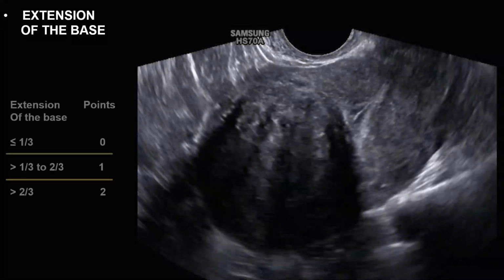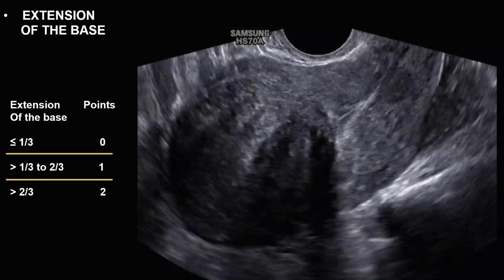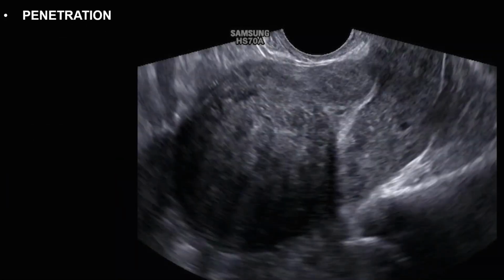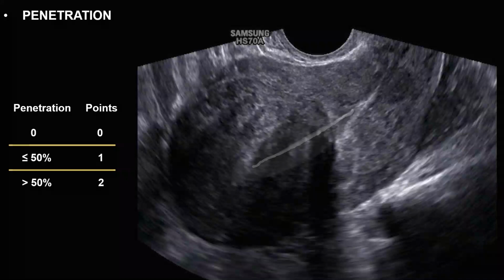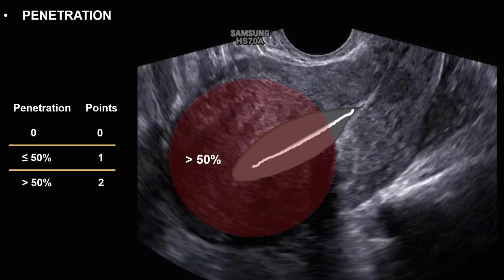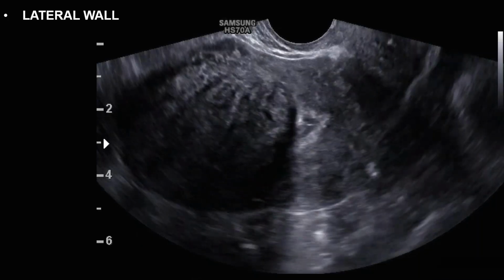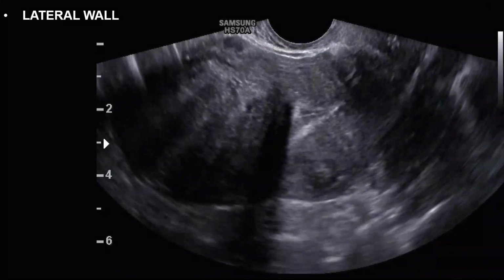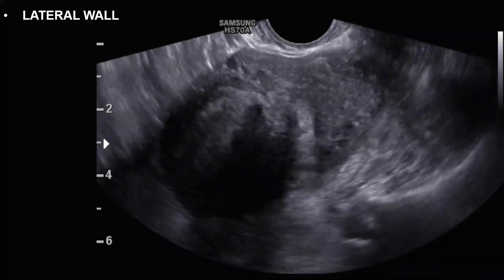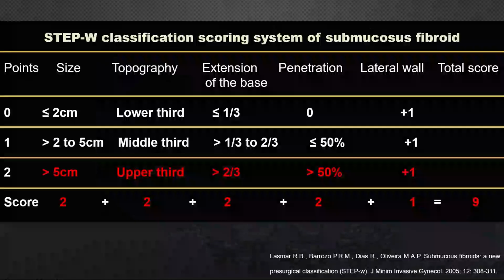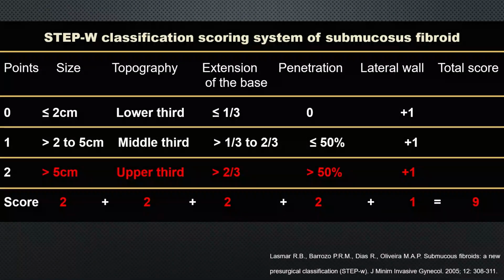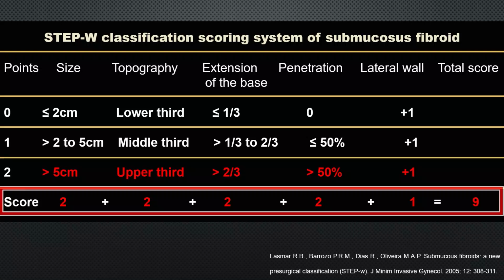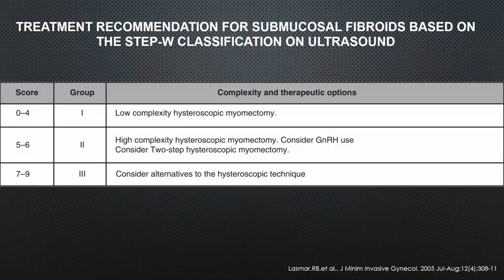Also, in this case, the fibroid occupies more than 2/3 of the affected wall, receiving another 2 points. The fibroid analyzed clearly presents an intramural portion greater than 50%, thus 2 more points. When a side scan was conducted, it was noted that the fibroid occupied the lateral walls, and a score of 2 points was given. Finally, with the application of the Step W classification, this patient scored 9 points. With a score of 9 points, this fibroid is classified as Group 3, and recommendation for treatment is a myomectomy by an alternative non-hysteroscopic technique.